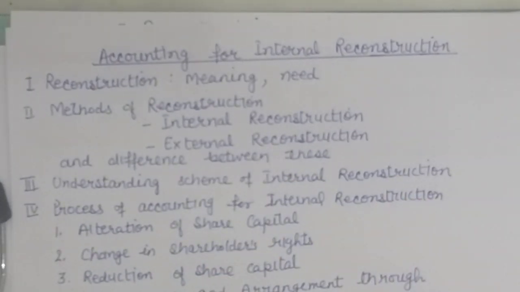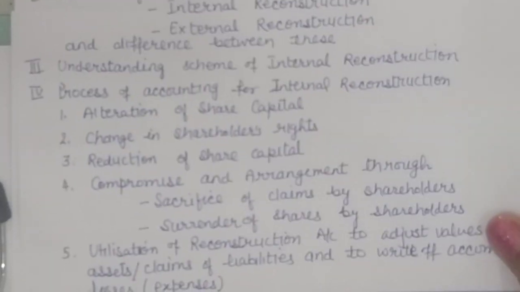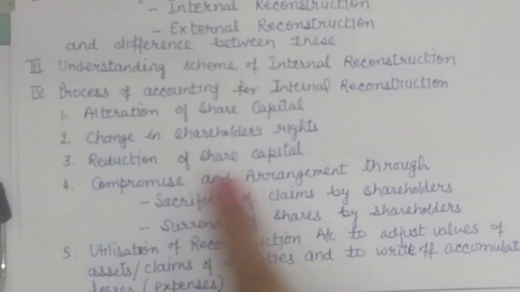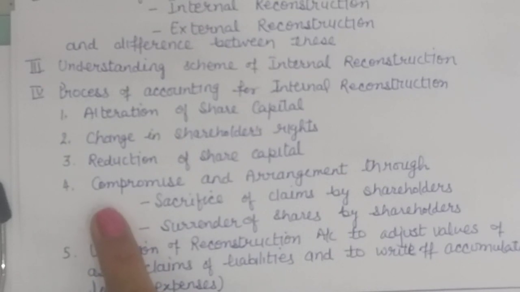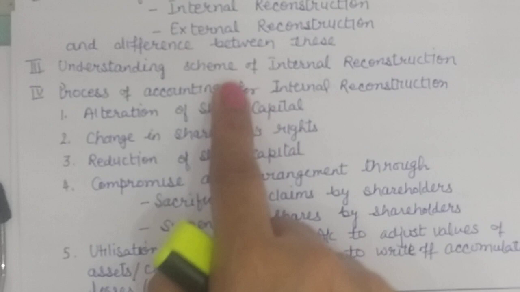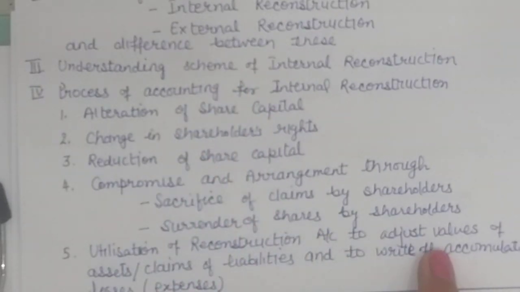includes 5 subtopics: alteration of share capital, change in shareholders' rights, reduction of share capital, then compromise and arrangement through sacrifice or surrender of shares, and finally utilization of reconstruction account or the resources generated from all this above for adjusting values of assets and claims of liabilities and to write off the losses.